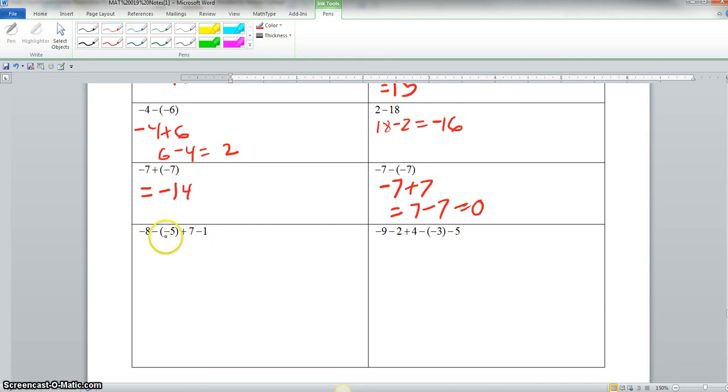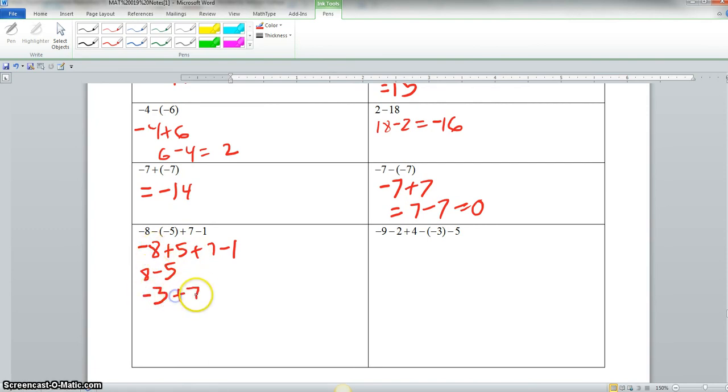Now we come here. We have a lengthier problem, but we could take care of this. This would end up being a negative 8. A minus a negative 5 will be plus 5, plus 7 minus 1. Now we can go from left to right. Negative 8 plus 5, we would think of this as 8 minus 5, which would give us 3. And since the 8 is negative, this will be negative 3.